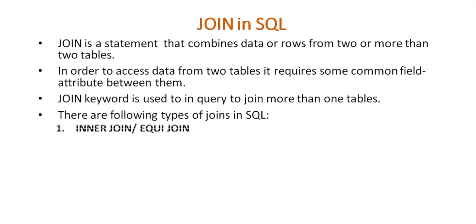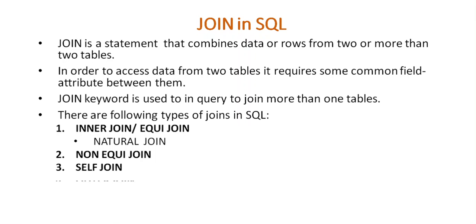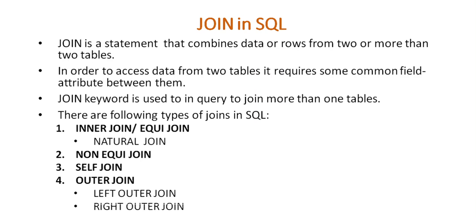So in SQL we have inner join, which is also called EQUI join. We have natural join, then non-EQUI join is there, self join is there. We have outer join category. Under that outer join category we have left outer join, right outer join and full outer join. So these are the types of join in SQL. Okay, now one by one we'll see each type of join in detail.